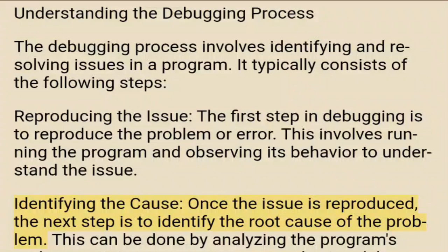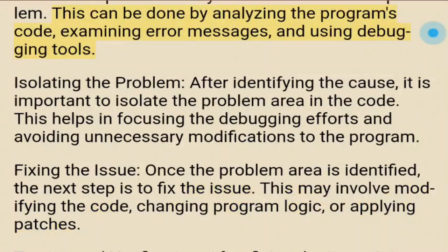Identifying the cause. Once the issue is reproduced, the next step is to identify the root cause of the problem. This can be done by analyzing the program's code, examining error messages, and using debugging tools. Isolating the problem. After identifying the cause, it is important to isolate the problem area in the code. This helps in focusing the debugging efforts and avoiding unnecessary modifications to the program.